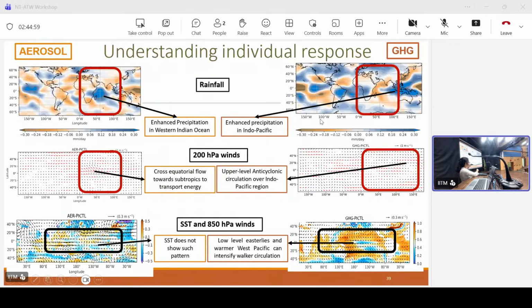In contrast, when we go to the GHG simulations, we find that the Western Pacific precipitation, the Indo-Pacific region, there is high precipitation. And when we look into the upper level, we also find this upper level anticyclone over the Indo-Pacific region is strengthening. But most interestingly, for the GHG run, we have a very strong signature at the surface. So we have this warming over the Indo-Pacific region and lower temperature elsewhere. So we have a gradient of SSTs, and this is quite similar to the observed SST trend. And we have this intense lower level easterlies.